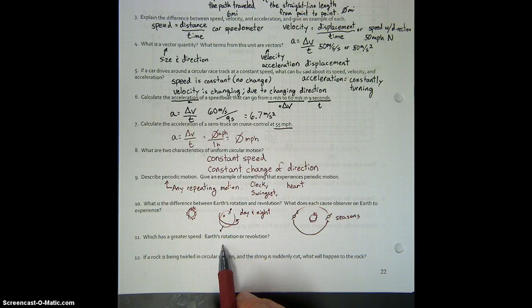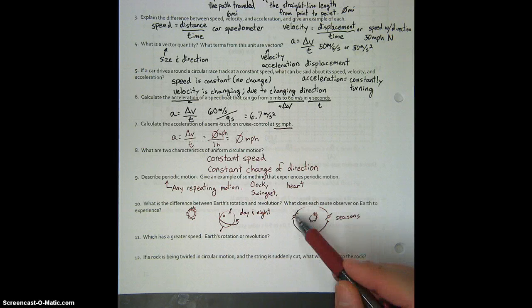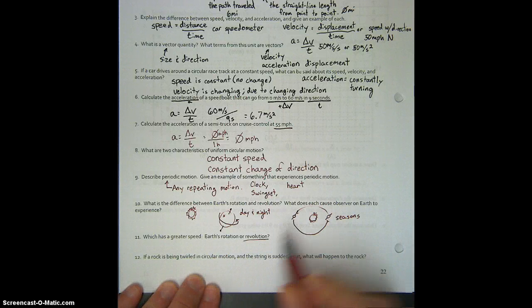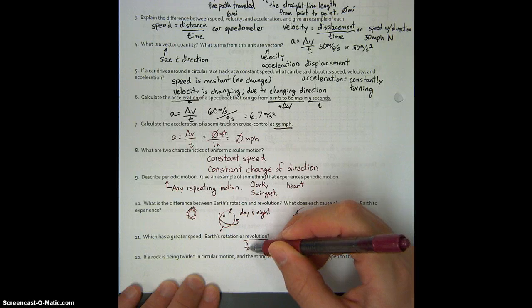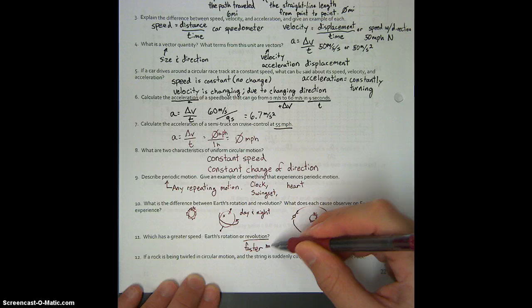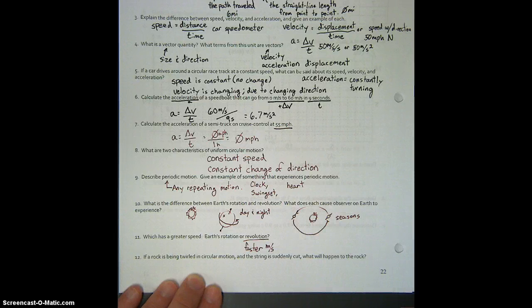It only takes a day for us to rotate, but the distance is pretty small, 25,000 miles. It's not too much compared to revolution. Sure, it takes us a whole year to get around the sun, but we're talking a lot greater distance. So our revolution is faster. We've got to make sure that when we think about faster, we're thinking about meters per second, not just time.